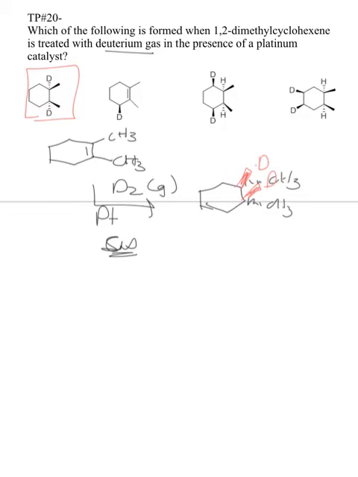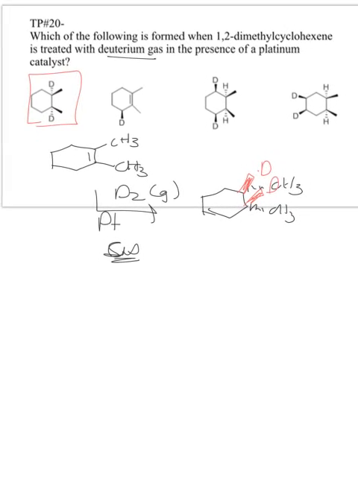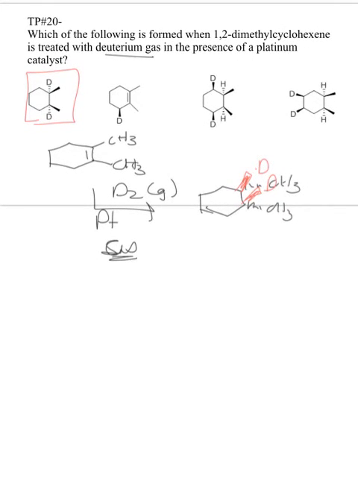Okay, which of the following is formed when 1,2-dimethylcyclohexene is treated with deuterium gas in the presence of a platinum catalyst? So this is deuterium gas, which is D2. And D2 is a way to label the carbons. And so this is a catalytic hydrogenation reaction. D2 can act like H2 chemically.